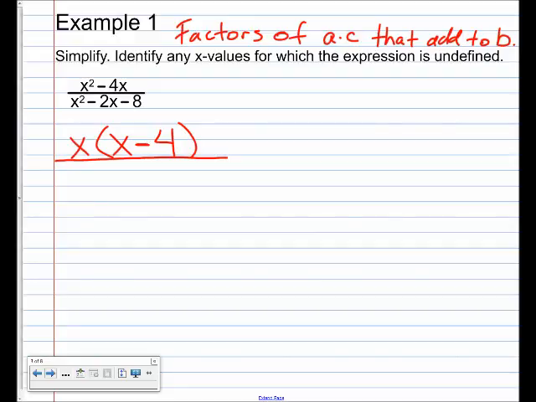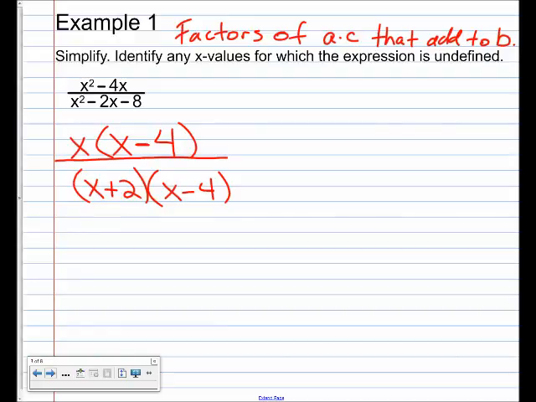But if there's not a 1 here, then you need to make sure you include that in that phrase. So what are factors of negative 8 that add to negative 2? Negative 4 and positive 2. Very good. So x plus 2 and x minus 4. Again, you should be able to distribute that mentally in your head. x times x, negative 4x plus 2x is negative 2x, and negative 8.